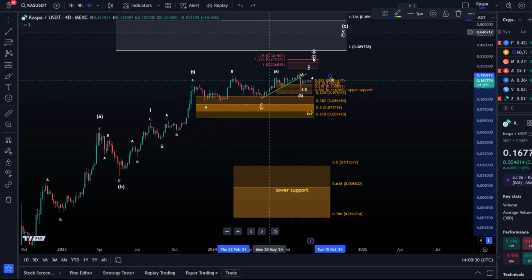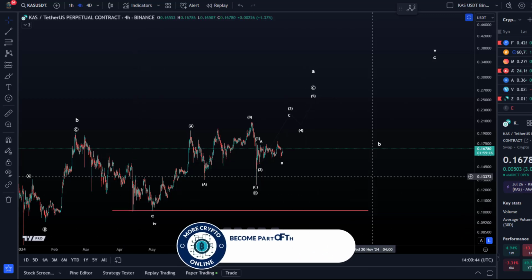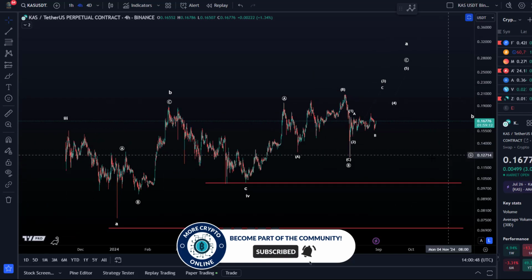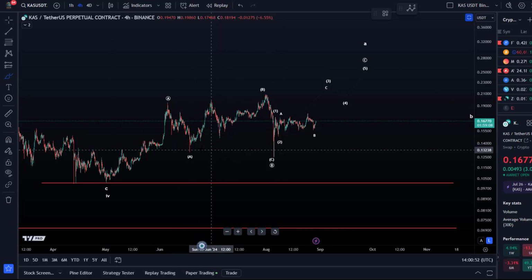And anyway, the invalidation point in the short term is that red line. That's the wave 4 low. Any break below that would require a reinterpretation. Now, if we zoom in a little bit further, it's all choppy price action, all sideways.